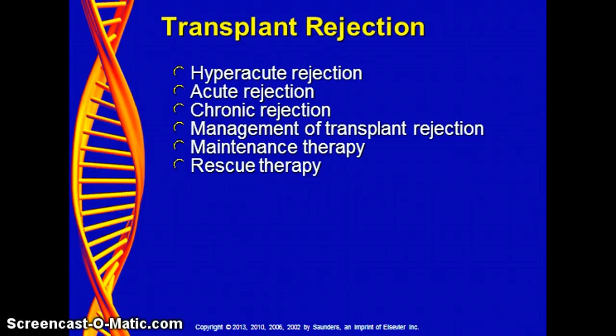With acute rejection, that first occurs about 1 to 3 months after transplantation, and then the patient may have periodic episodes of acute rejection. Oftentimes the cells responsible for this are going to be the T cells and the cytotoxic cells, or the natural killer cells.